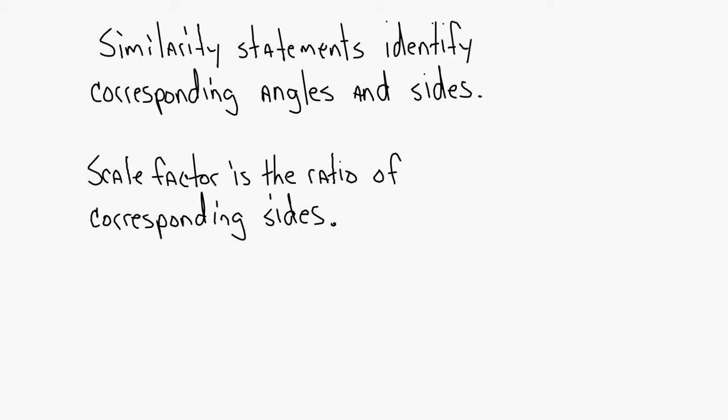All right, so first of all, guided practice number 1. You can call it example 1 if you like. In the diagram, NPQR is similar to UVST. List all pairs of congruent angles and write a proportion that relates the corresponding sides.